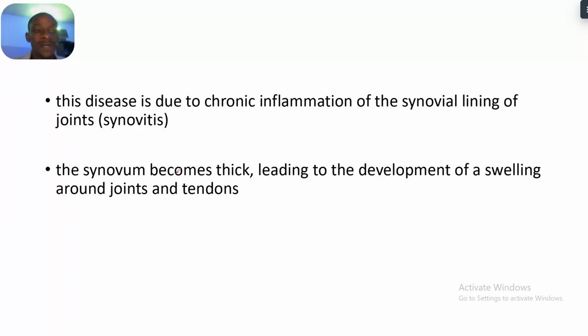Rheumatoid arthritis is a disease due to what? Chronic inflammation of the synovial lining of the joints. Next, you say that the synovium becomes thick, leading to the development of swelling around the joints and tendons. That has to do with the inflammation of the synovial lining of your joints. This thing gets inflamed and becomes thick, leading to swelling around joints and tendons.